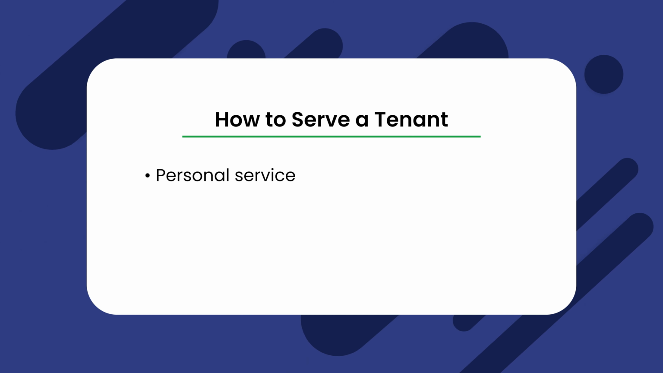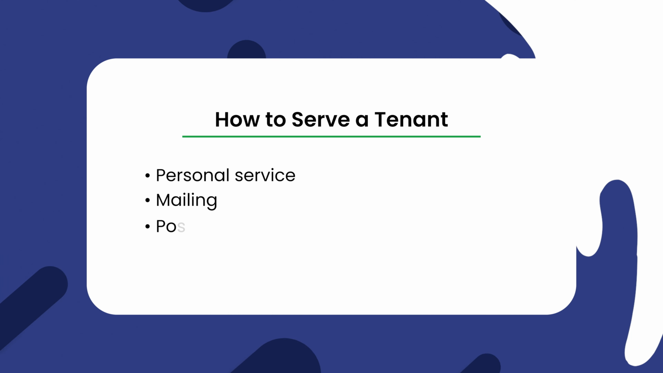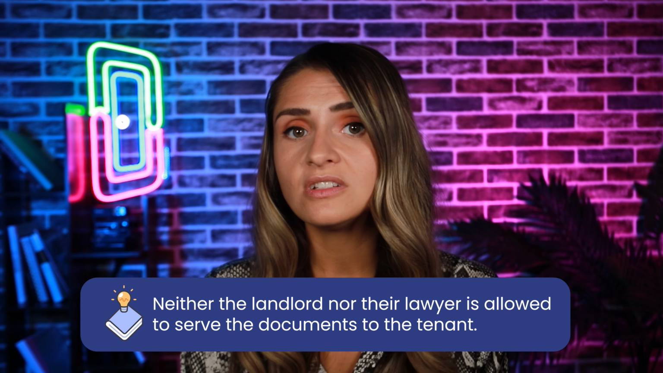Personal service. The court official or the representative delivers the summons and complaint to the tenant in person. Mailing. The court official or the representative mails the summons and complaint to the tenant's recent known address. Posting. The court official or the representative leaves a copy of the summons and complaint. It is placed in a secure and visible position by the entrance of the tenant's rented property. This is a recommended service when all methods fail. Neither the landlord nor their lawyer is allowed to serve the documents to the tenant.